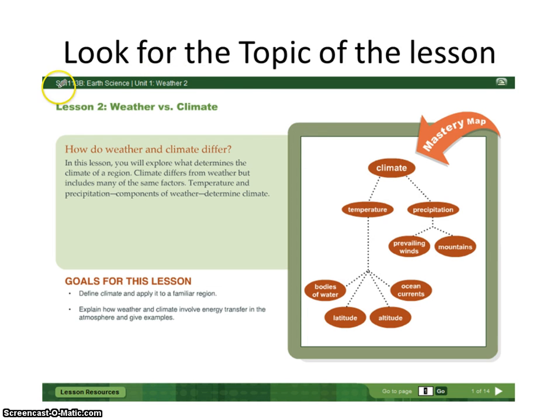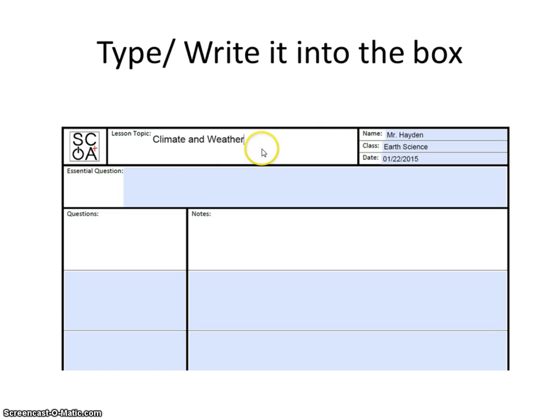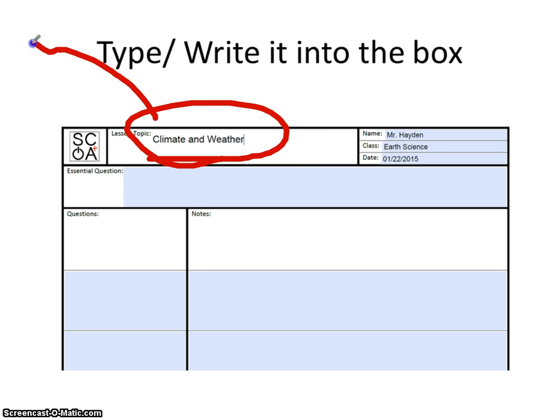So here's obviously earth science, but it looks the same for everyone. The lesson name is right up here, and you would actually write the lesson, or in this case, weather versus climate, into this top box for the topic. And that's also what you'd write in your table of contents for that particular page you're referencing.